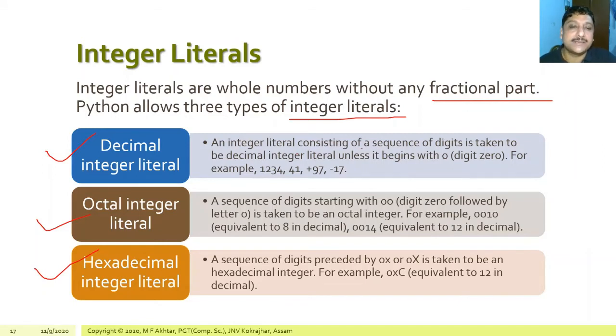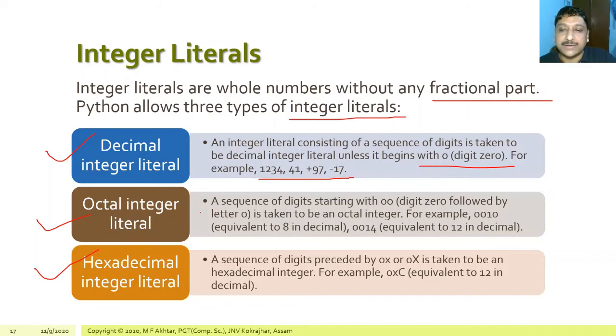An integer literal consisting of a sequence of digits is taken to be decimal integer literal unless it begins with 0 digit. Okay. For example, these are the examples of decimal integer literal. Okay, and this decimal integer literal contains all digits from 0 to 9. And it must not begin with 0 digit.